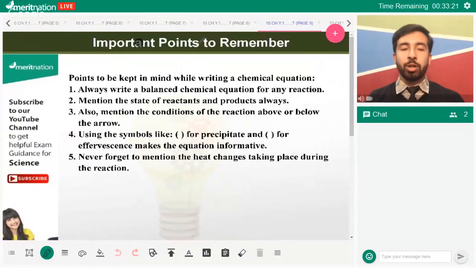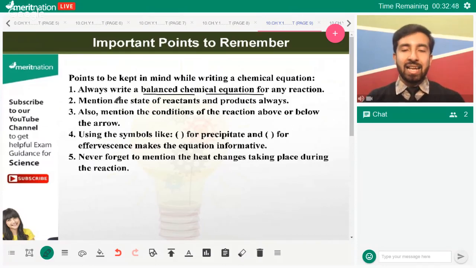Now let's move on to important points to remember. What are the different important points we should take care of while preparing this chapter? The points to be kept in mind while writing a chemical equation. The very first and the most important thing is always write a balanced chemical equation for any reaction. Whenever you're writing a chemical reaction, take care to balance all the atoms of the reactants and the products. That means the atoms on the left and the right side of your equation should be balanced in order to follow the law of conservation of mass.